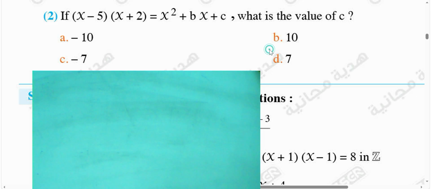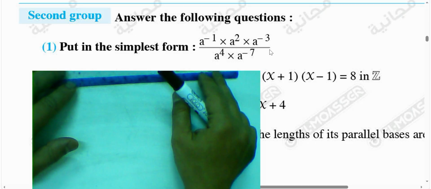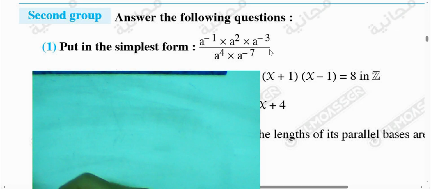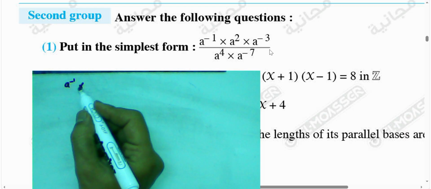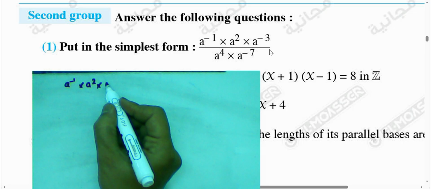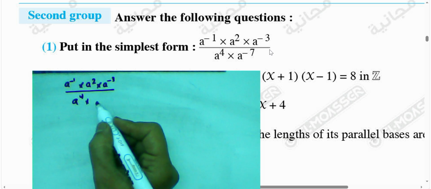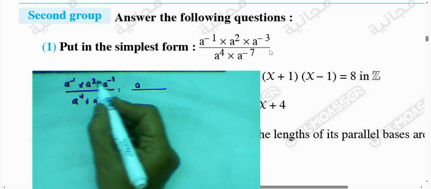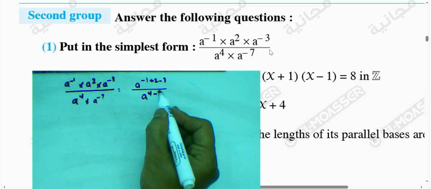Okay, my students, understood? Next question down. Answer the following question. Put the simplest form. Look at here. First, we have e power negative 1 product by e power 2 product by e power negative 3 over e power 4 product by e power negative 7. You can write e here negative 1 plus 2 plus negative 3 over e power negative 4 minus negative 7.